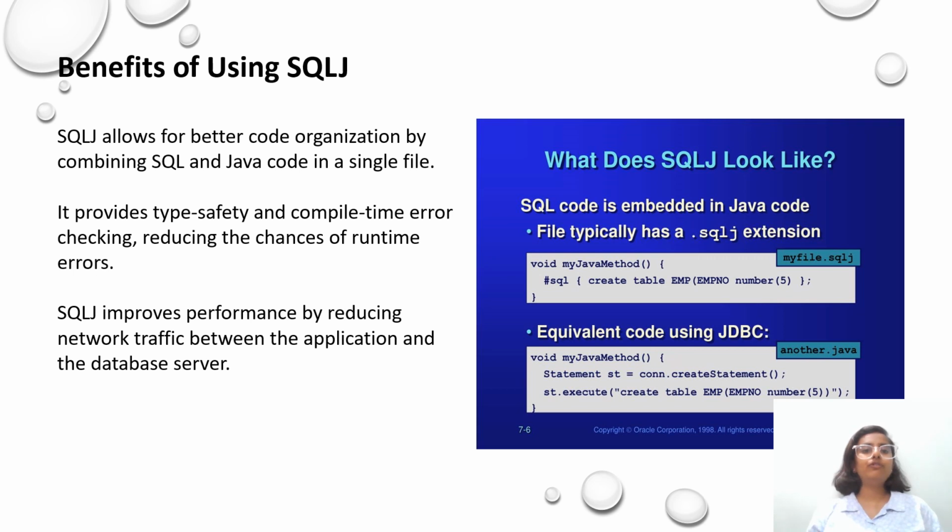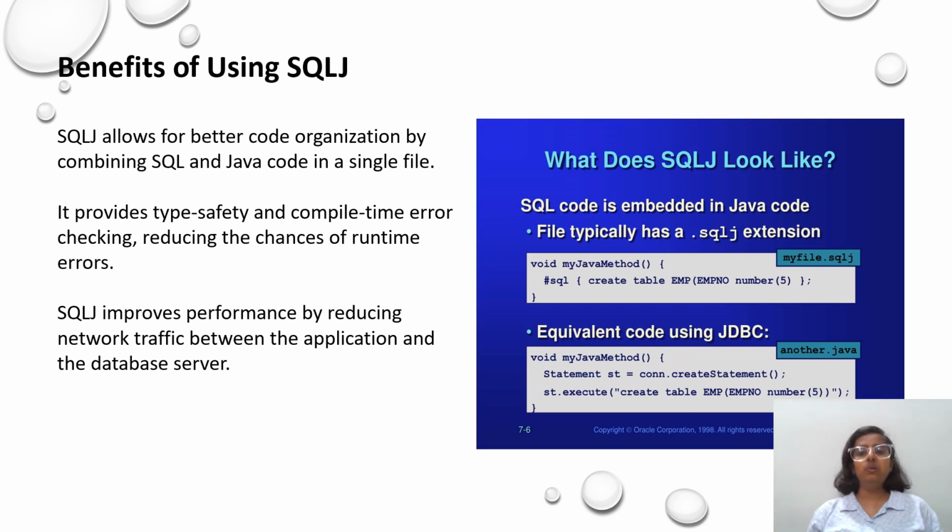Next is benefits of using SQLJ. SQLJ allows for better code organization by combining SQL and Java code in a single file. It provides type safety and compile time error checking, reducing the chances of runtime errors. SQLJ improves performance by reducing network traffic between the application and the database.